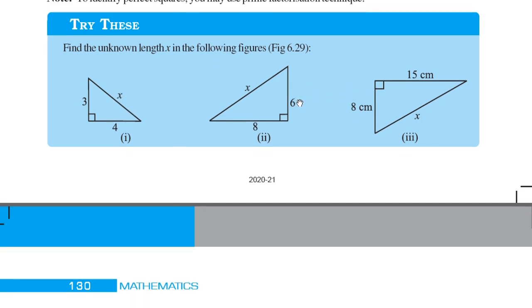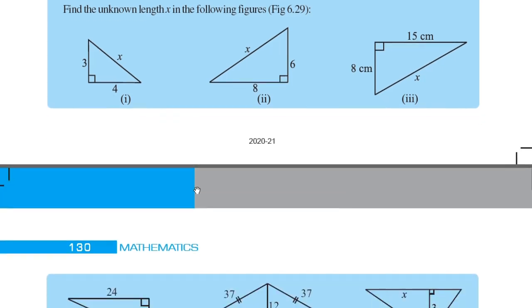So you can see this is the hypotenuse here, and here this is the hypotenuse because it is the side opposite to the right angle. So you can do that also, very easy.